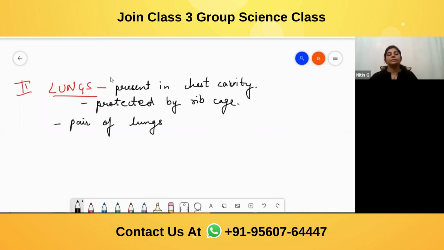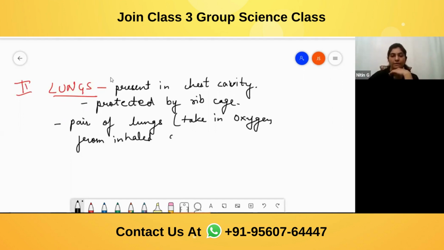Okay, and these lungs take in oxygen from the inhaled air. Inhaled air means the air which we are taking in, and give carbon dioxide in the exhaled air. Clear about lungs?